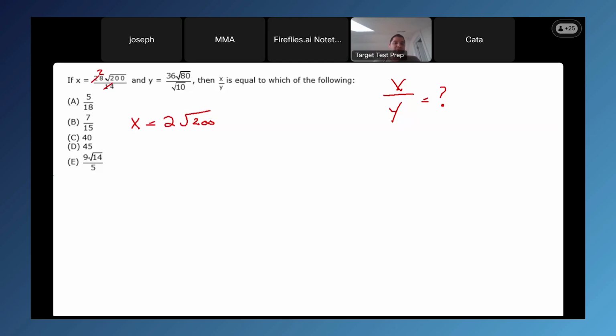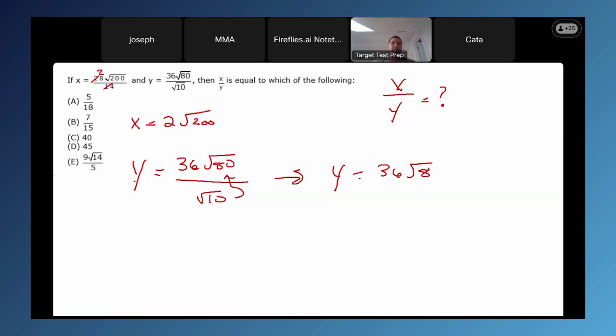Then you can move on to the y. So we leave the 36 alone. We have root 80 over root 10. Now, 10 goes into 80 eight times, so y actually becomes 36 root 8, okay? Then we can bring these together. So the x is 2 root 200.